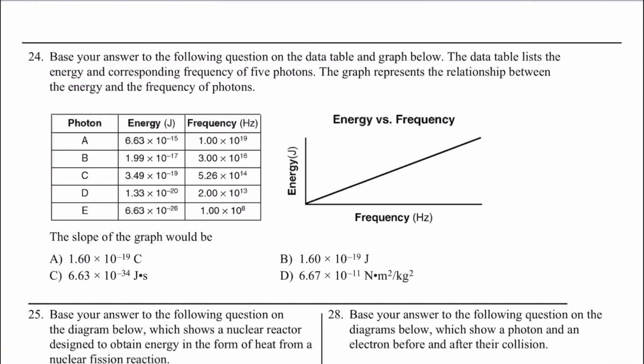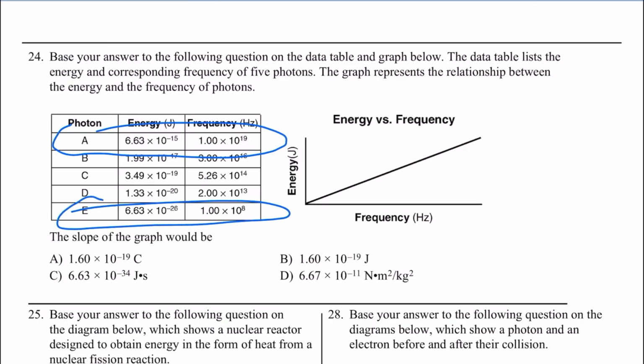24. Base your answers to the following question on the data table and graph below. The data table lists the energy and corresponding frequency of 5 photons. The graph represents the relationship between the energy and the frequency of photons. The slope of the graph would be what? So this question is really easy. It's just asking us for slope, so we just take 2 random points. So I'm going to choose A and B.